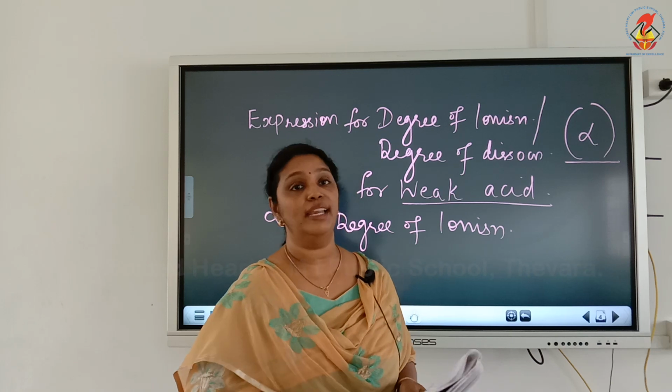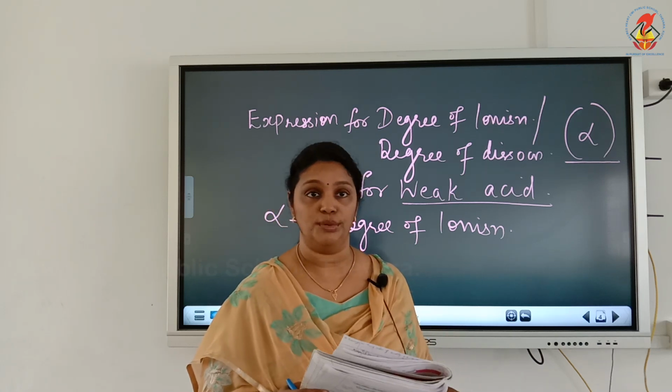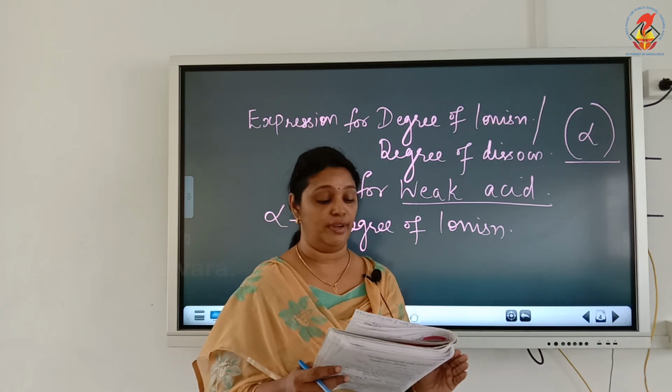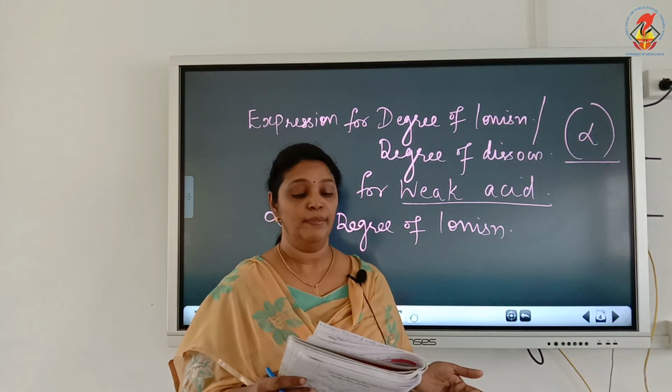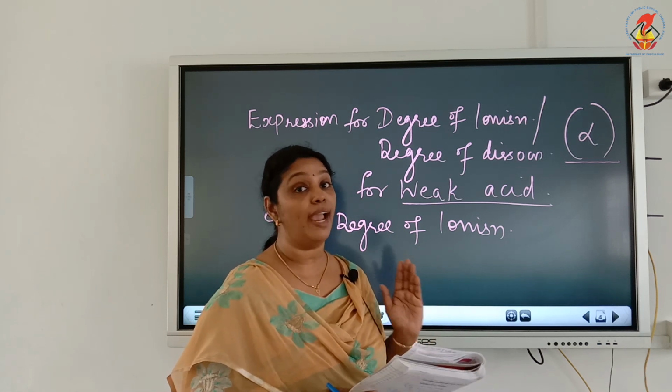So how can we define alpha? Alpha is the fraction of total number of moles of electrolyte ionized. That is the definition of alpha: total number of moles of electrolyte ionized. Now let's see the derivation for alpha, to get an expression for alpha.